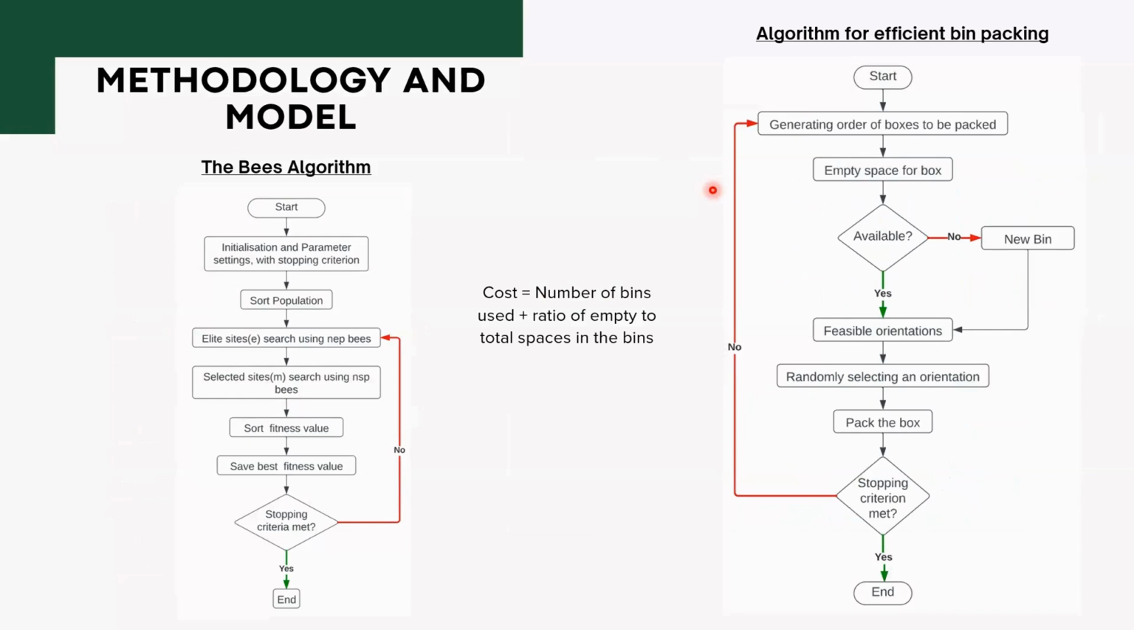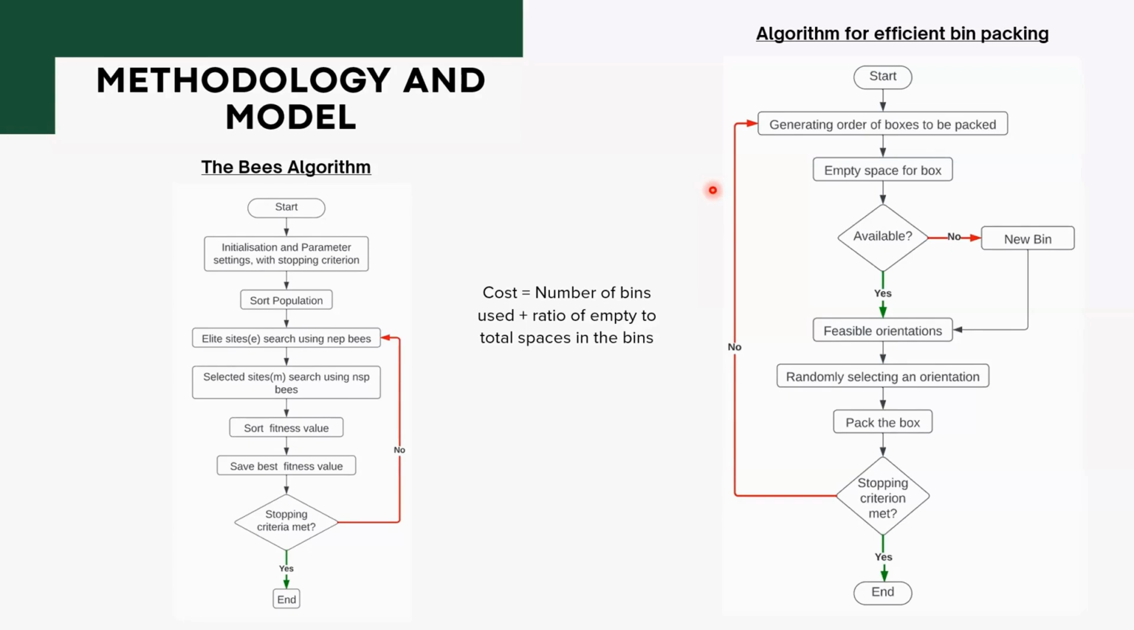First, I'll explain the cost function. As our objective was to minimize the number of bins and to minimize the wastage of empty spaces in the bins, the cost function incorporates both of these factors, and it is formulated as the number of bins plus the ratio of empty to total spaces left in the bins.